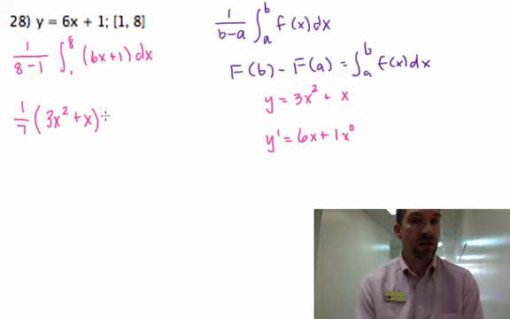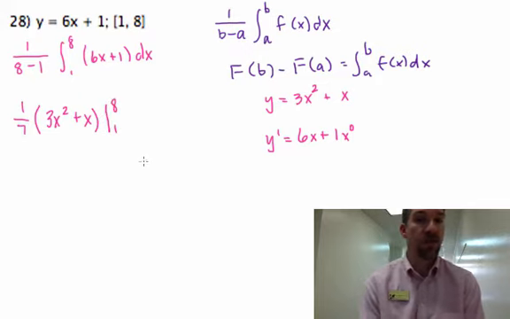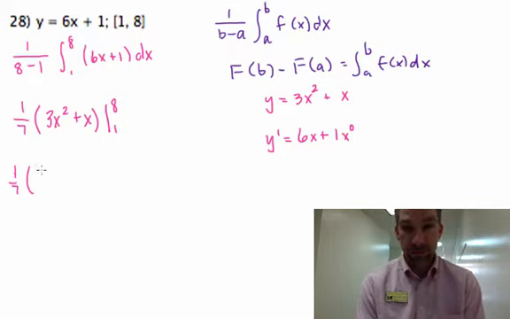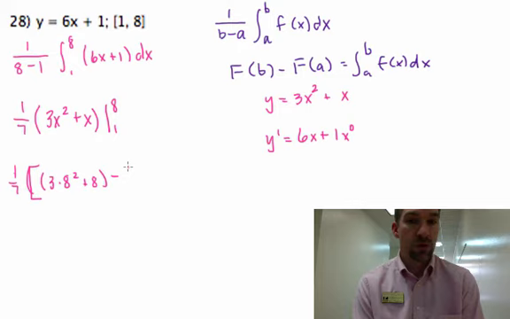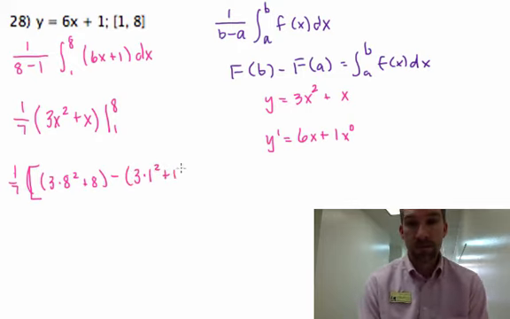Also, don't forget that 8 minus 1 is 7. So I'm going to have 1/7 times 3x squared plus x, and I'm going to evaluate that from 1 to 8, which is going to be 1/7 times 3 times 8 squared. Oh, I want to put some brackets in. Okay, here we go. 3 times 8 squared plus 8. Close your parentheses, minus 3 times 1 squared plus 1.